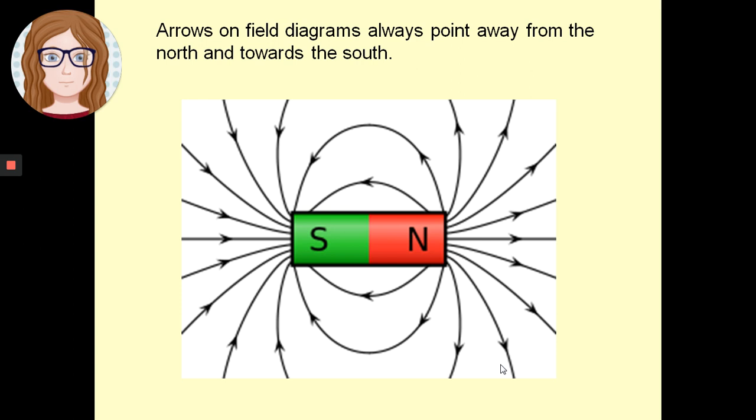The arrows on field diagrams always point away from the north and towards the south. So they always go from north to south. Whenever you draw a magnetic field line diagram, you need to include these arrows and make sure they are always pointing from north to south. They often like you to complete a diagram like this in an exam.